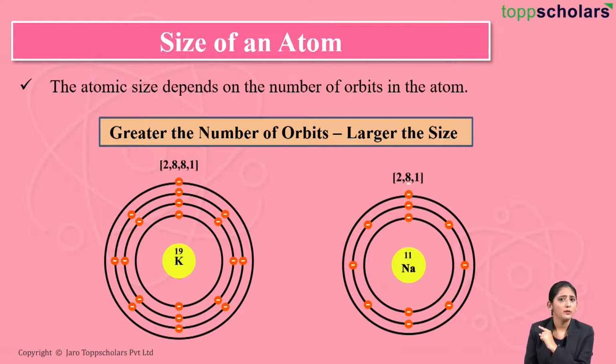What about sodium? Sodium has how many orbits? 3 orbits, excellent. So now tell me friends, which of these two atoms has a higher number of orbits? Potassium. Yes, potassium has 4 orbits, whereas sodium has 3 orbits. And we said that the greater the number of orbits, the larger is the size of the atom. Now, since potassium has more orbits than sodium, the size of potassium is greater than the size of sodium.